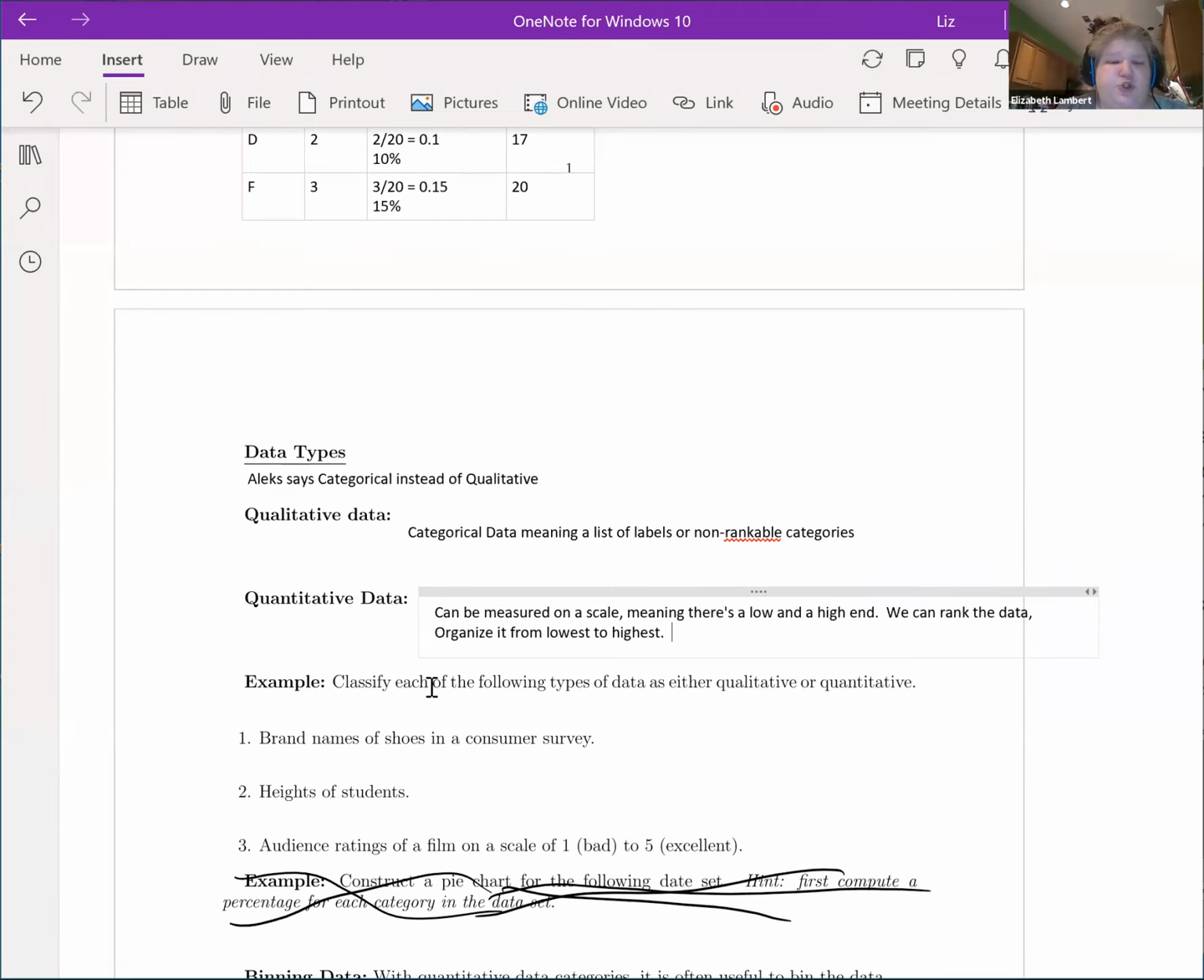Brand names of shoes in a consumer survey. Names, okay, that is qualitative. These are going to be labels, words. There is no way this is quantitative. So that first one is the categorical or qualitative. That quickly gets shortened to qual. So I'm just going to put that in parentheses in case I do it later.